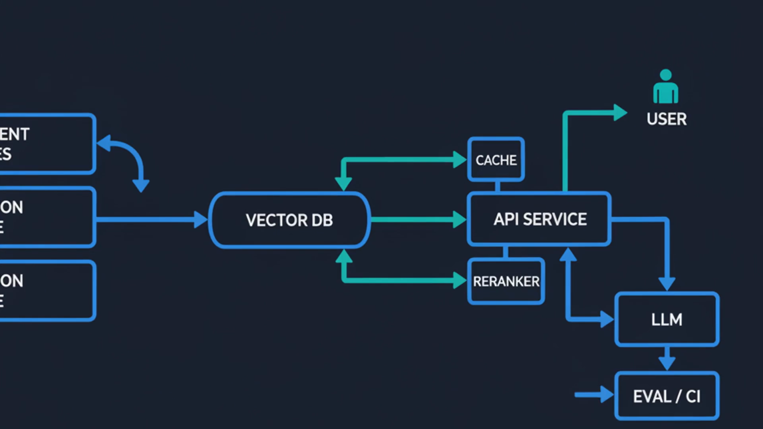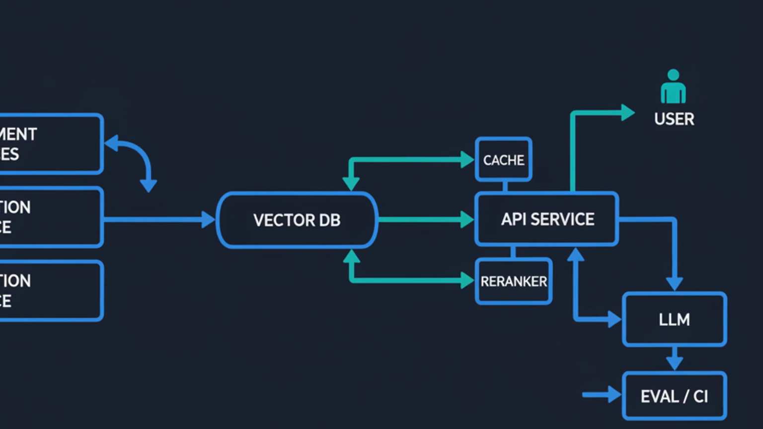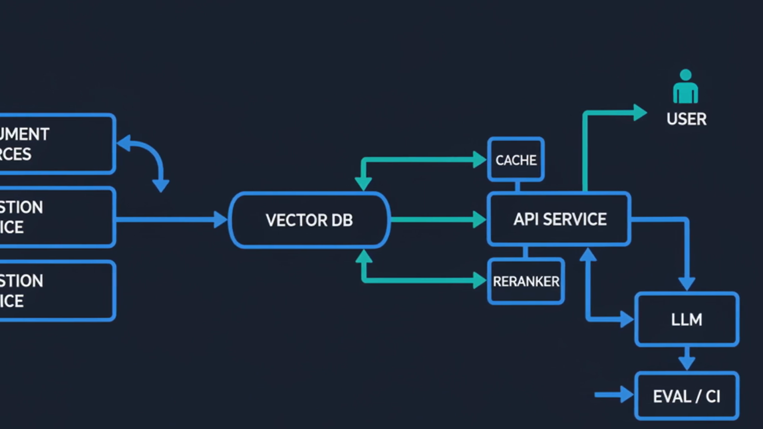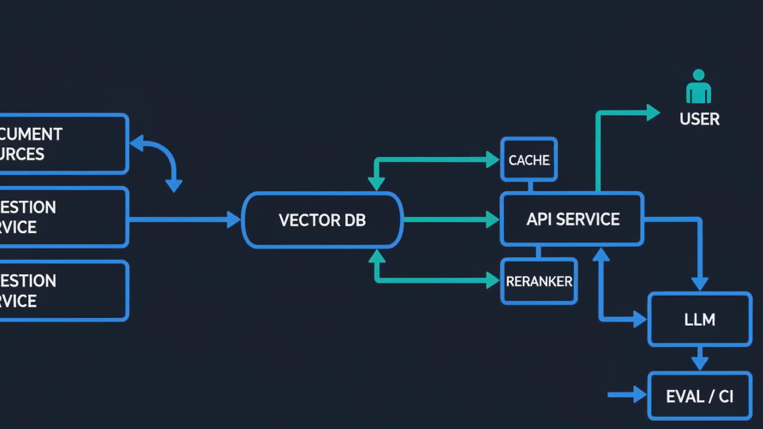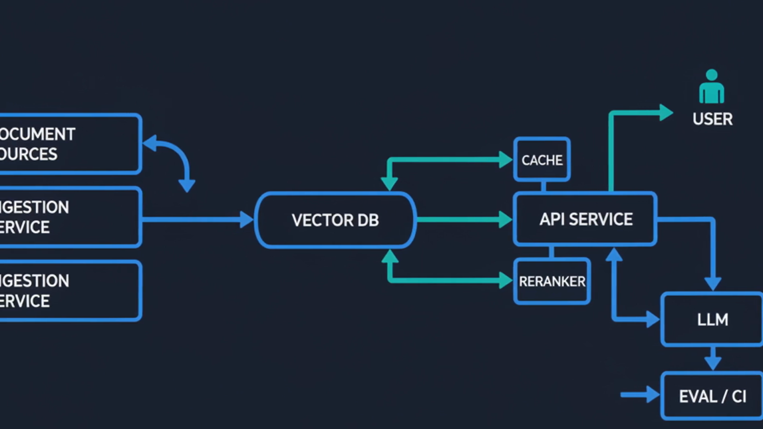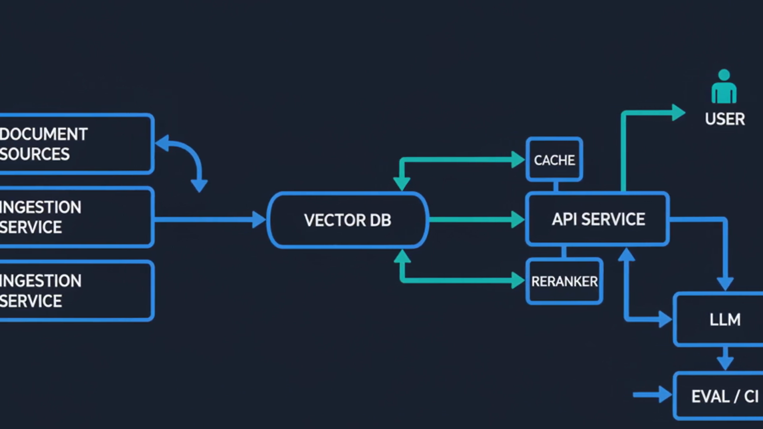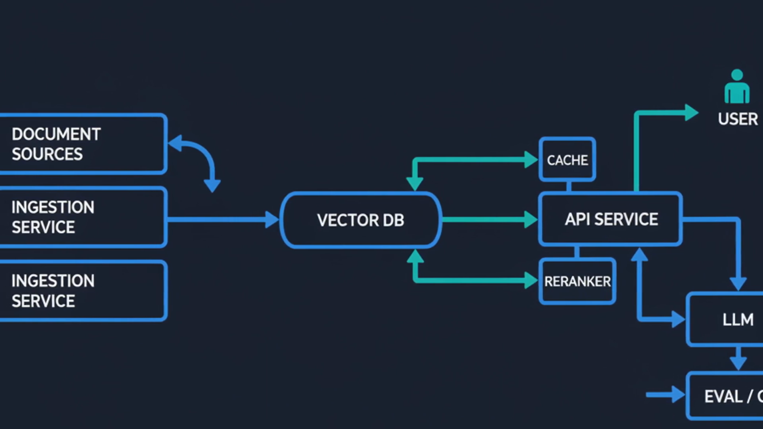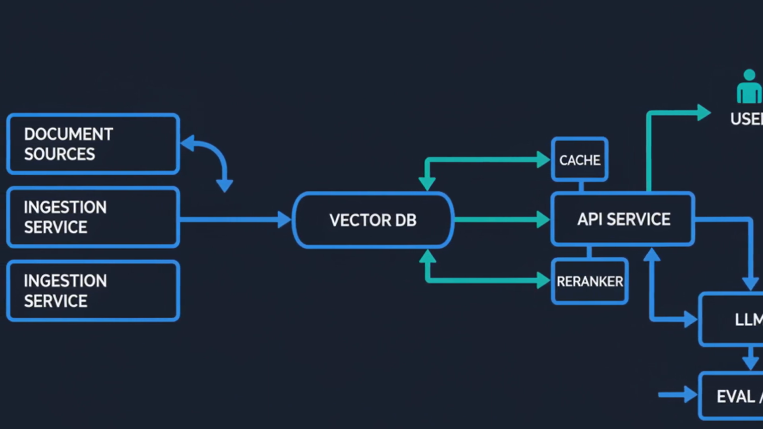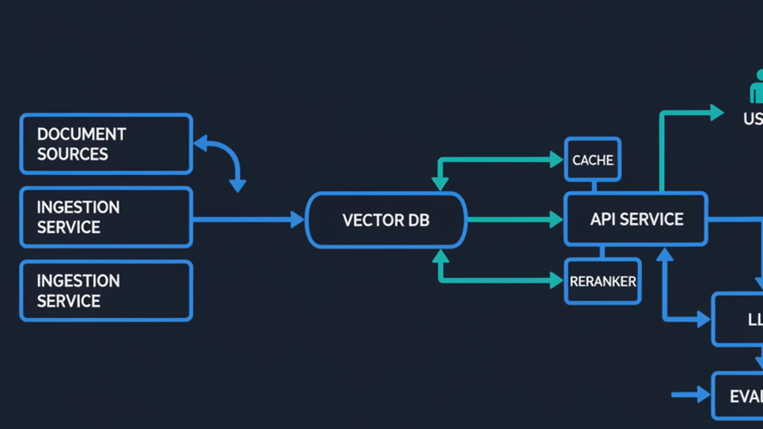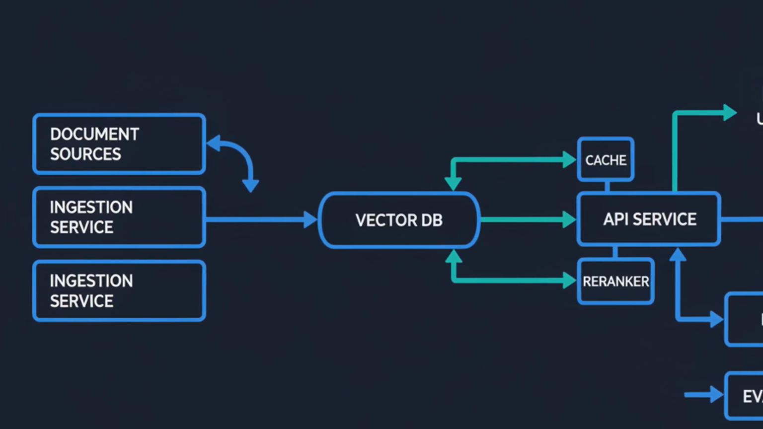Let us zoom out to the full production architecture. An ingestion service handles chunking and embedding, triggered whenever documents change. The vector database holds your indexed knowledge. An API service runs the query time pipeline: retrieve, re-rank, generate, stream. A cache sits in front for repeated queries, and an evaluation harness runs in CI to catch regressions. This is the shape of a serious RAG system, and you now understand every box in it.